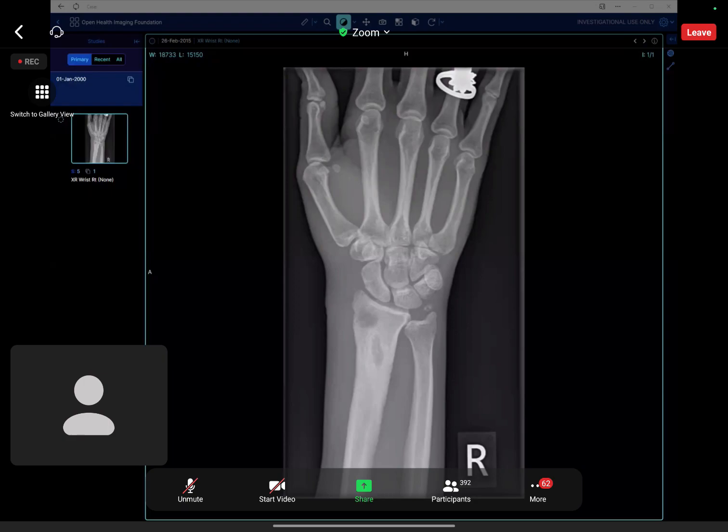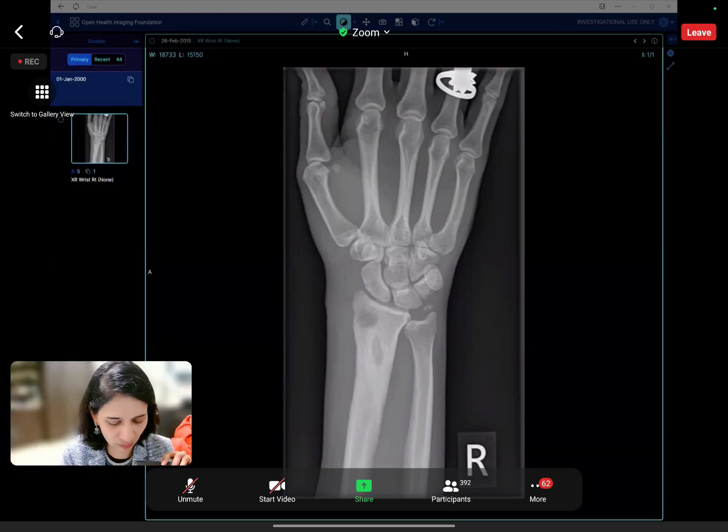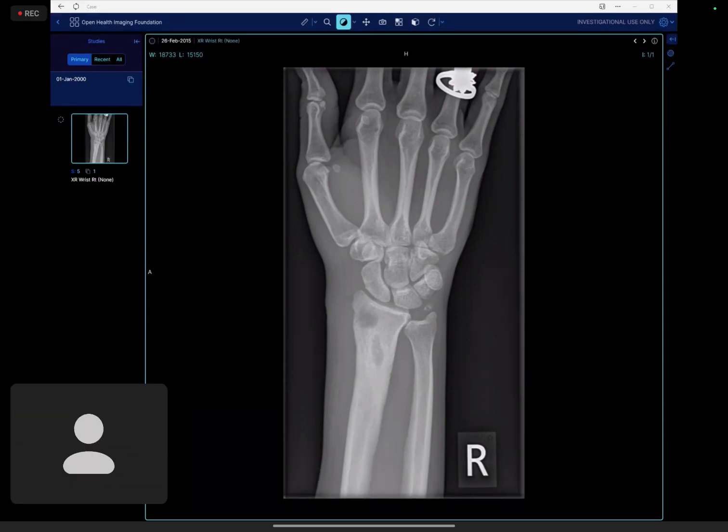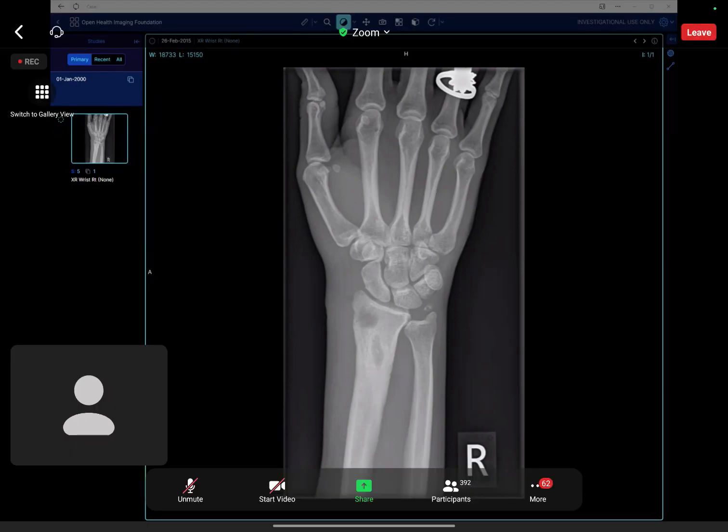Yes, I've been provided with the AP view of the right wrist in a skeletally mature patient. So at first instance, I can see that there are two lytic lesions in the subarticular aspect of the distal radius. One of the lesions is located in the subarticular metaphyseal region. The other lesion is located in the metadiaphyseal junction. Both lesions are relatively well defined with a narrow zone of transition.